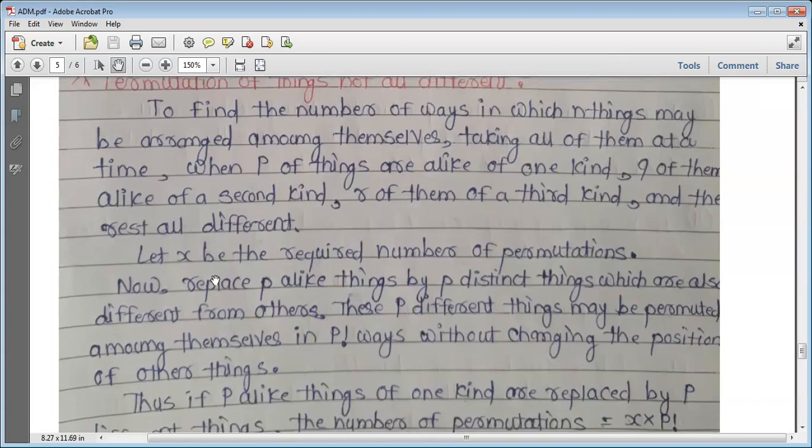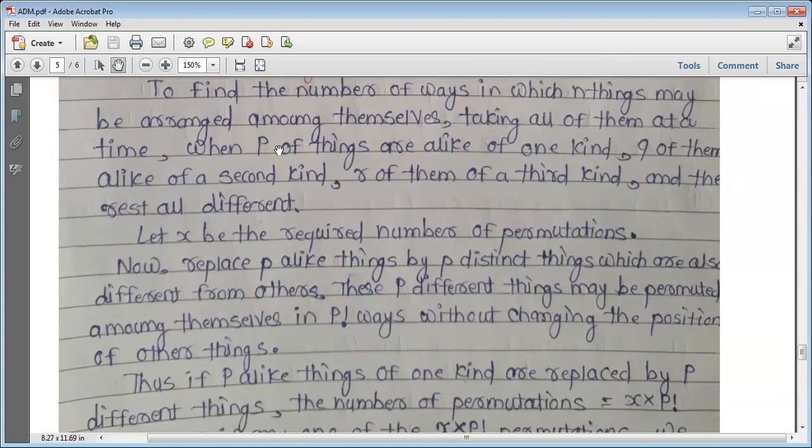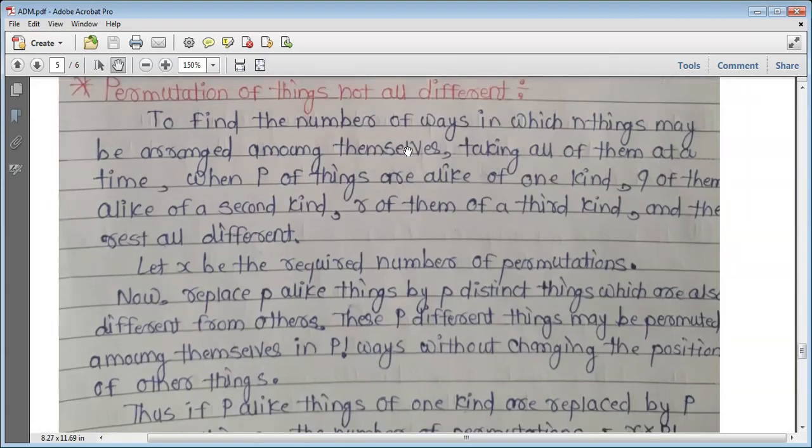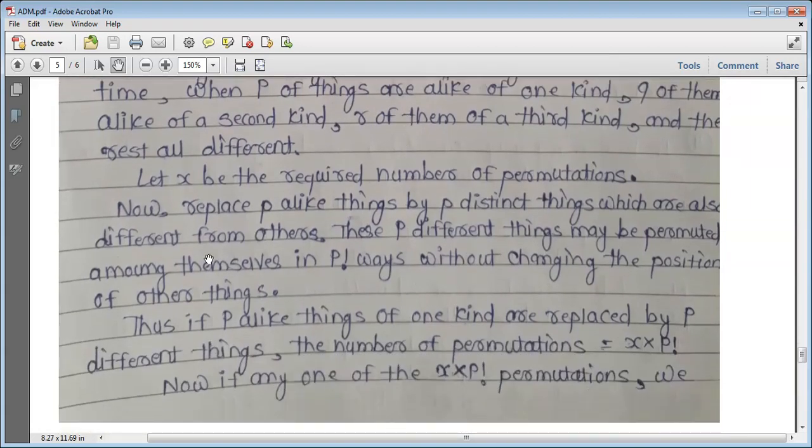Now let x be the required number of permutations, that is, the number of permutations of n things taken all at a time. Now replace these p alike things by p distinct things which are also different from the remaining n minus p things. These p different things may be permuted among themselves in p factorial ways without changing the position of the other things.